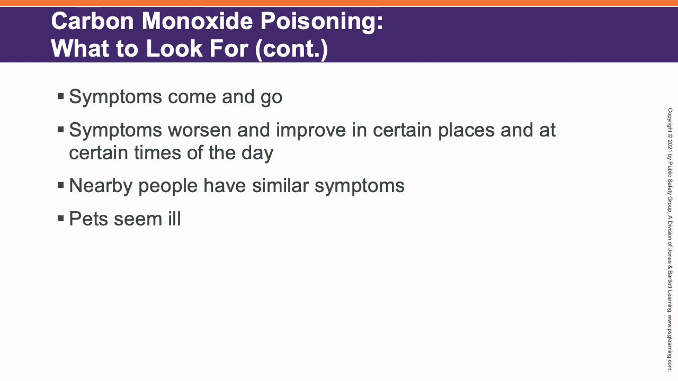So besides just the symptoms themselves, some other things to look for that may point to carbon monoxide is that the symptoms come and go. So the symptoms are only going to show up when you're near the place that the carbon monoxide is coming from. So if it's coming from your furnace, you're only going to feel it when you're in the house. When you get out of the house, you're not going to feel it anymore. Your symptoms are going to go away.